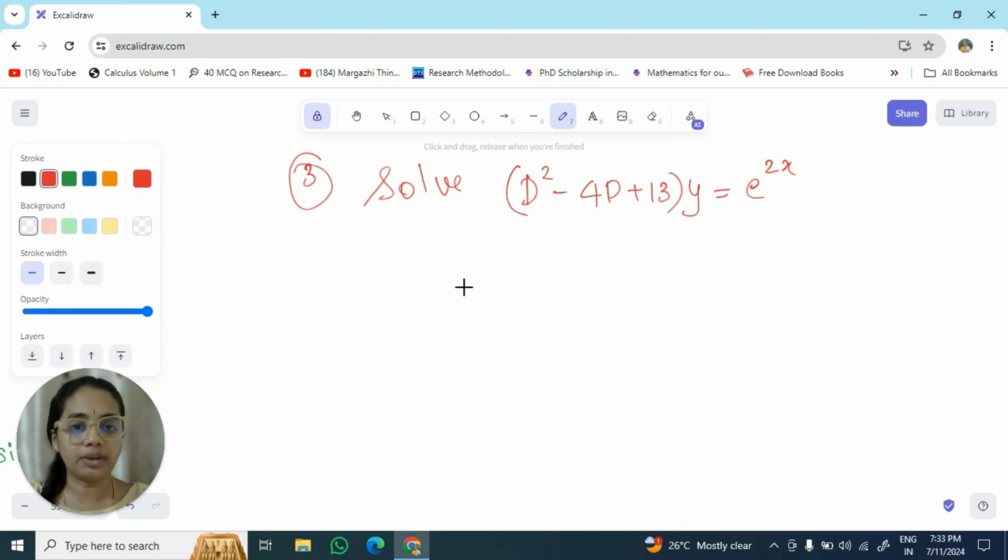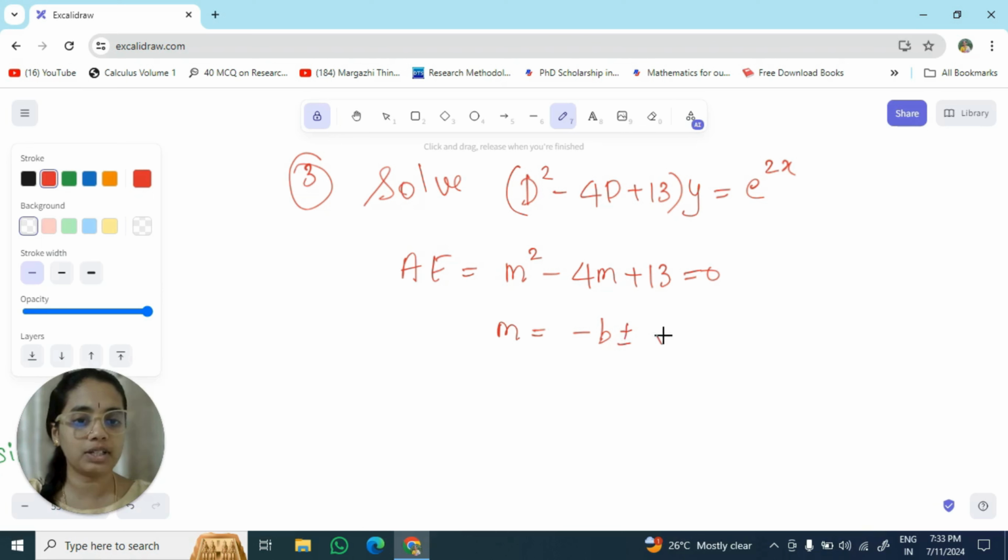Okay, now to solve this equation, as usual, the same steps for all the problems. Find the auxiliary equation, replace d with m, we would get m square minus 4m plus 13 is equal to 0. Now clearly 13 is a prime number. We cannot use the splitting the middle term method. So let us use the formula, that is m is nothing but minus b plus or minus square root of b square minus 4ac by 2a.